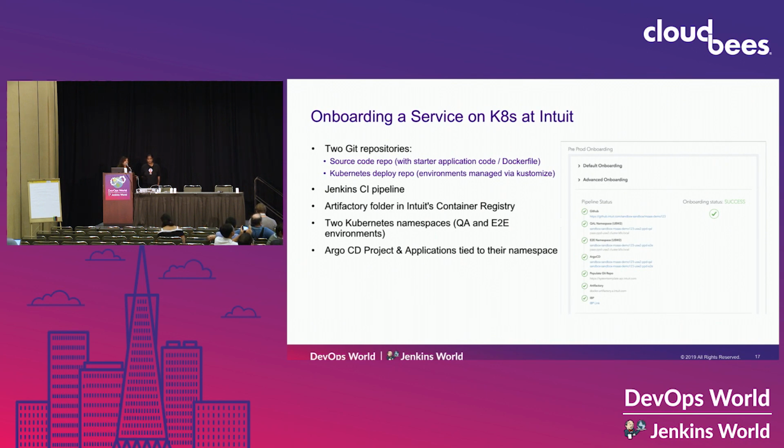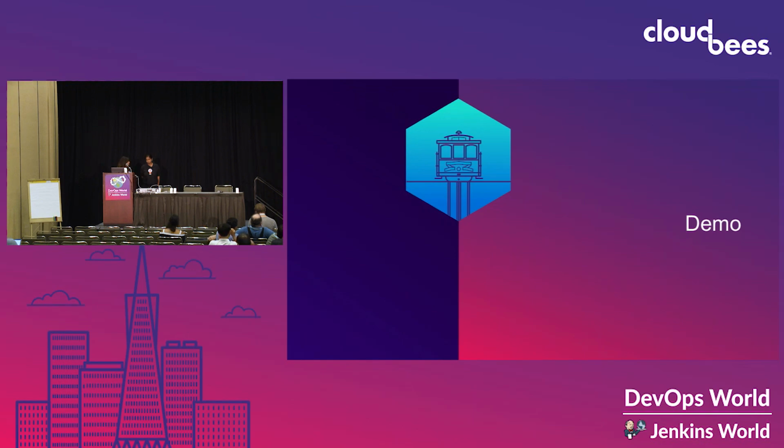He gets two Kubernetes namespaces, QA and E2E, in pre-prod cluster, and then he gets Argo CD project and applications tied to these namespaces. And then he has a working end-to-end GitOps workflow, and all he needs to do is start updating his source repo. So with that, I will pass on to Deepthi for a cool demo.